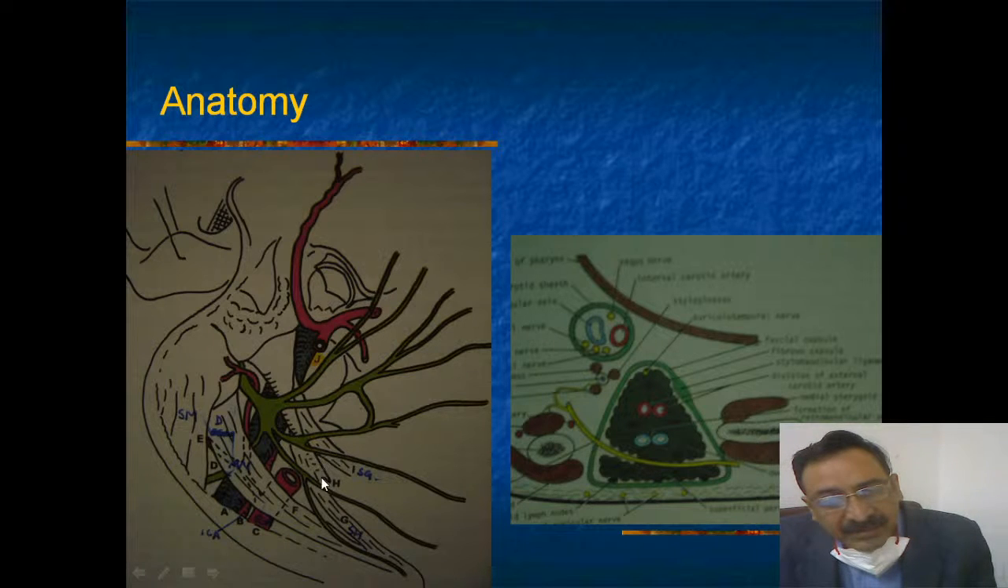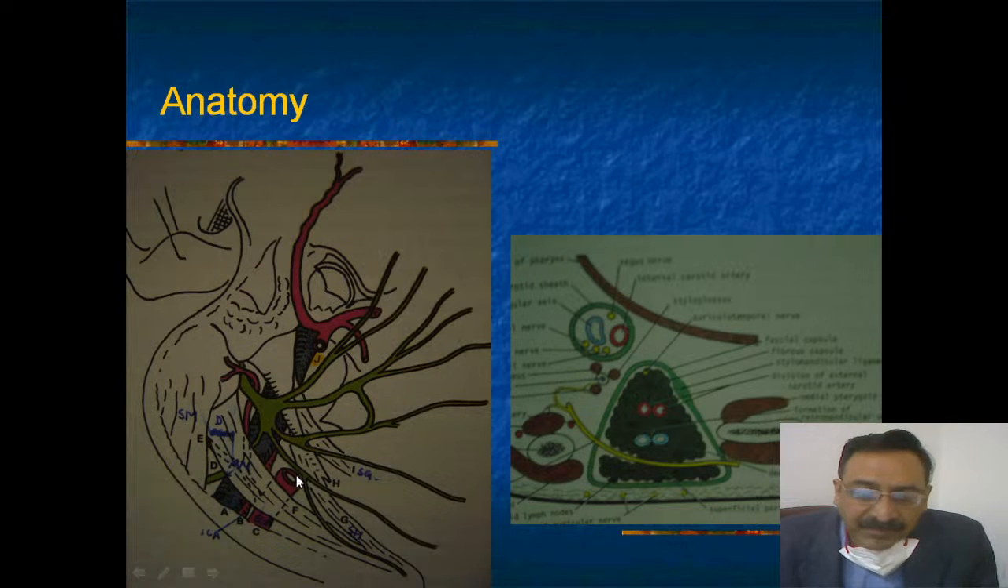So you can see that this looks like the foot of a bird, and you can see the different branches of the facial nerve: the one that supplies the forehead, the one that supplies the eye, the one that supplies the upper lip, the lower lip, and the neck, or the platysma in the neck.